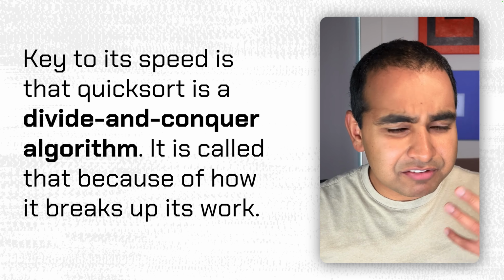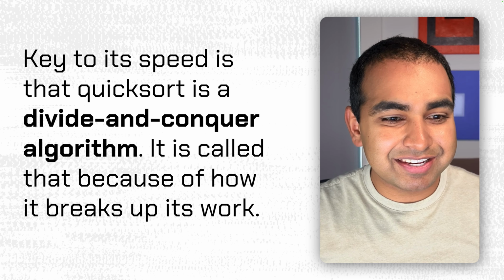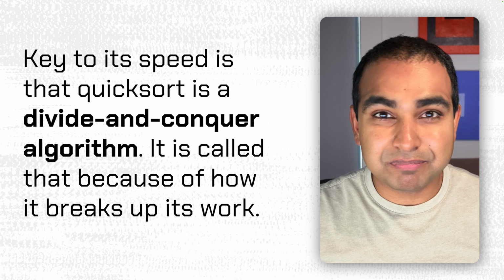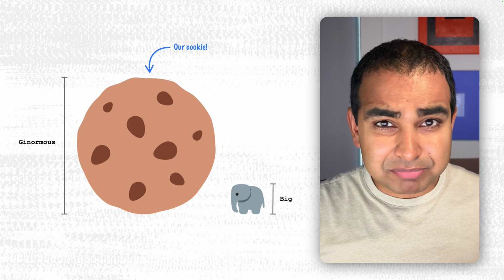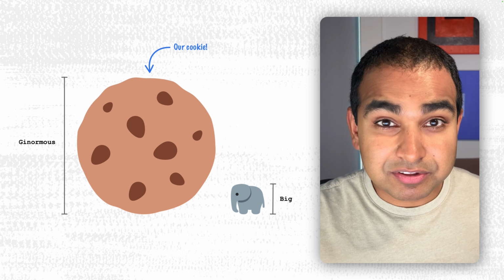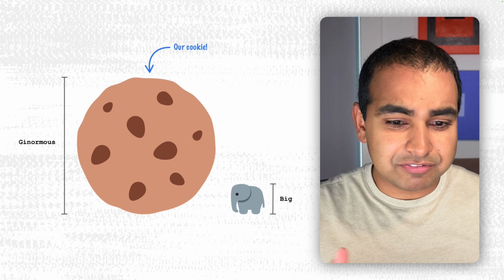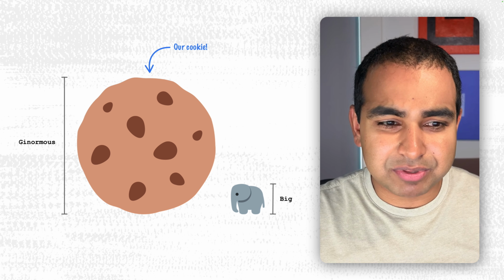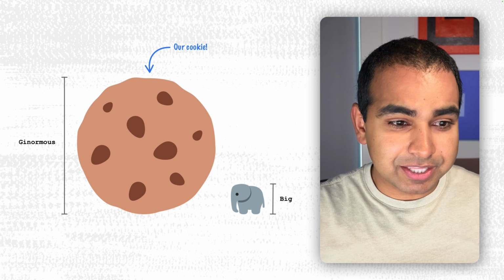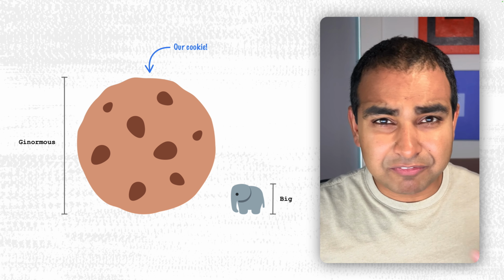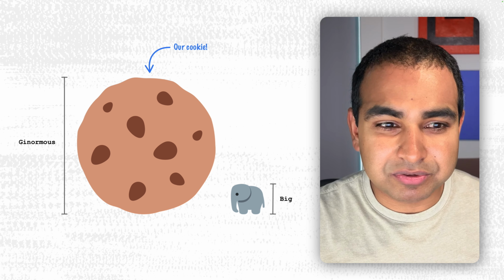The first thing to know about QuickSort is that it's a divide and conquer algorithm, and it's called that because of how it breaks up its work. To help explain this, I'm going to use the example of trying to eat a ginormous cookie. I mean, this cookie is huge. You can see from the size of the elephant, a normal size elephant, not a toy elephant, that it's a really big cookie. There's no way for me or probably any other human being to eat it in one bite.